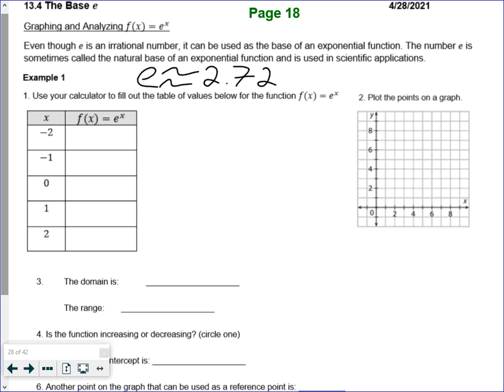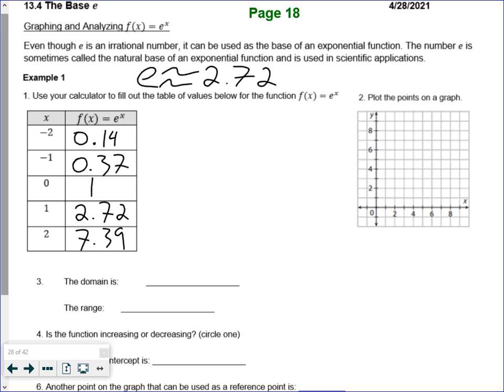So for number one, for the table, when x is -2, we're going to plug that in. E to the -2 is approximately 0.14. When x is -1, our e to the x is 0.37. When our x is 0, e to the 0 would just be 1. Anything raised to the 0 power is always 1. When x is 1, we have e to the 1, or just the value of e, which we said is 2.72. And then when x is 2, we get e squared. So that's going to give us about 7.39. So these are our values of f of x.